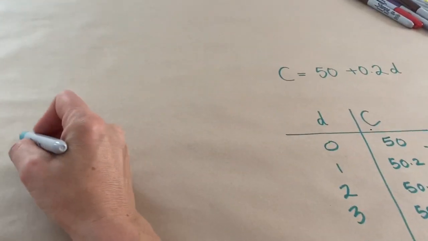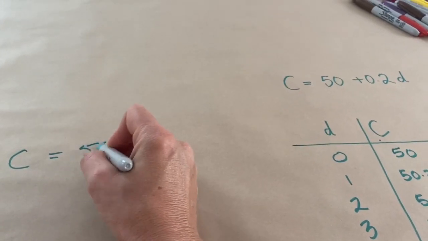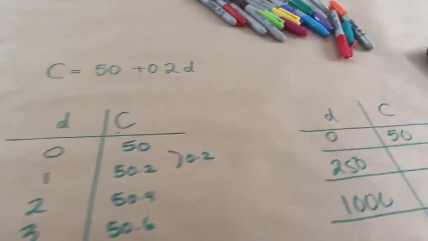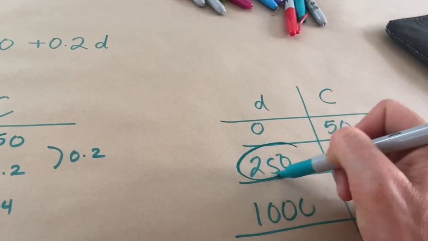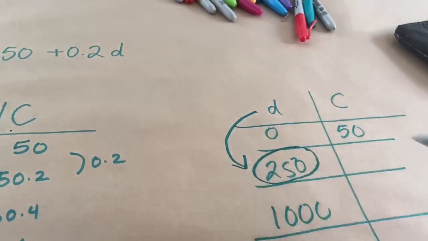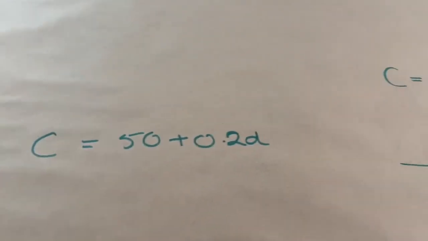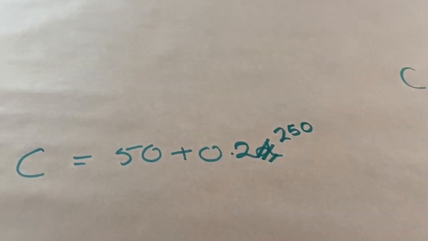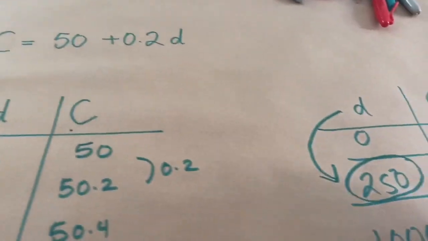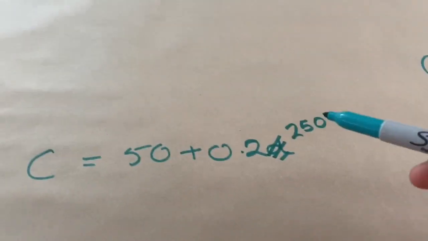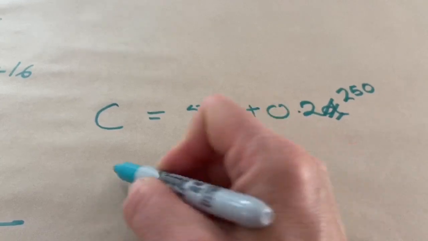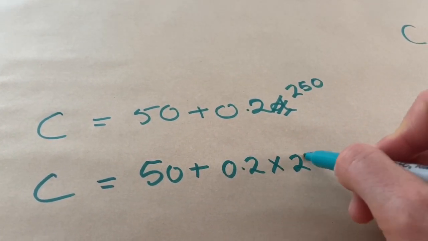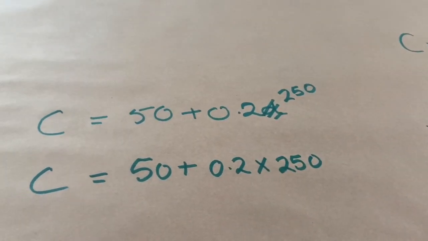So let's write the equation down over here. 50 plus 0.2d. First of all, I know that one of the d's is equal to 250. So what I want to do over here is I want to cross off this d and I want to add 250 there because I want the d to be 250. So I put my 250 here. And that means that with my calculator, I need to do this. When they're right next to each other, it means I'm multiplying.